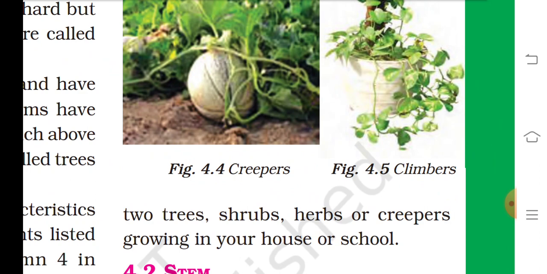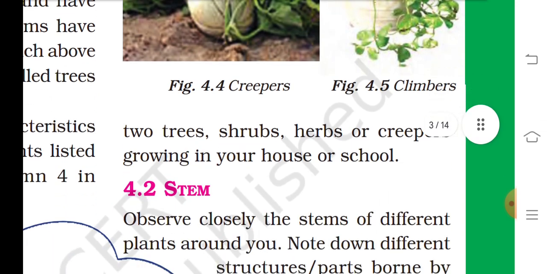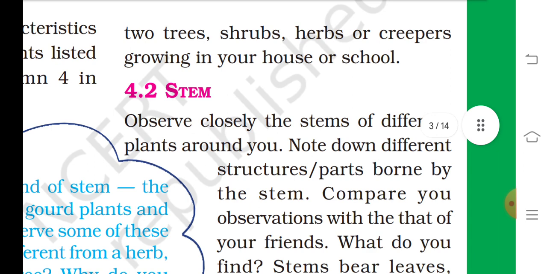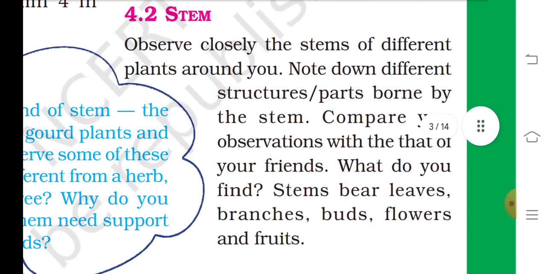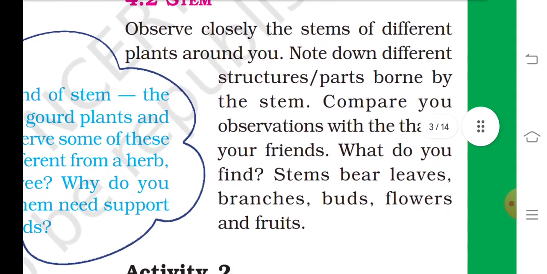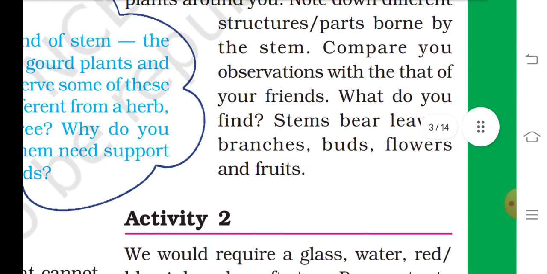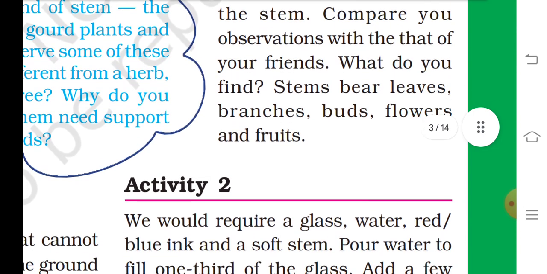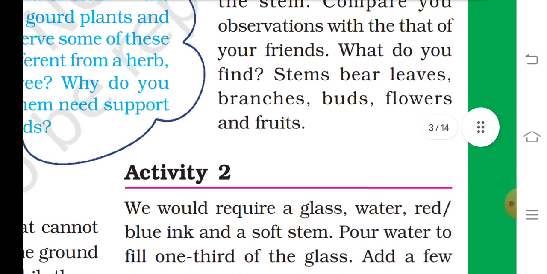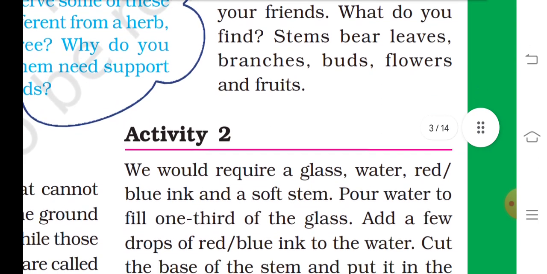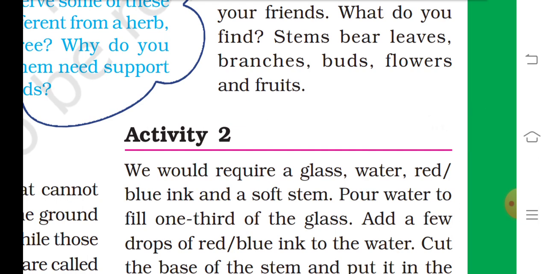Creeper and climber. Name two trees, shrubs, herbs or creepers growing in your house or school. Stem. Observe closely the stems of different plants around you. Note down different structures or parts grown by the stem. Compare your observations with those of your friends. What do you find? Stem bears leaves, branches, buds, flowers, and fruit.